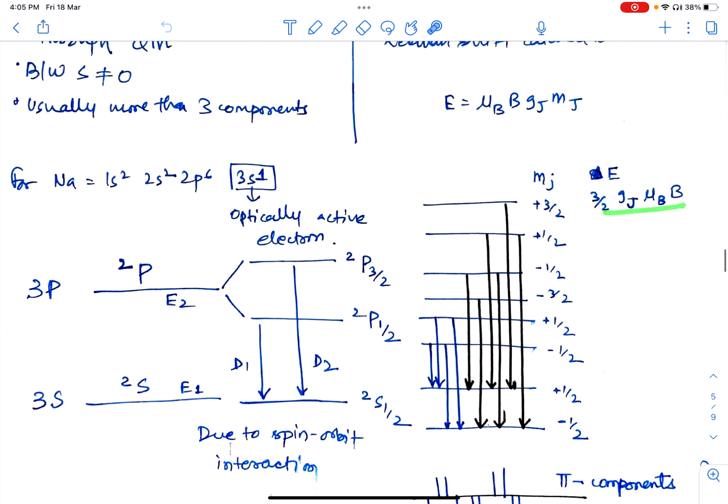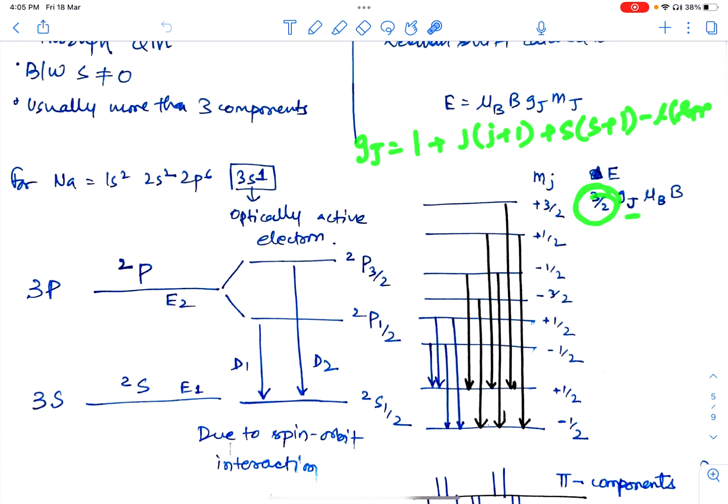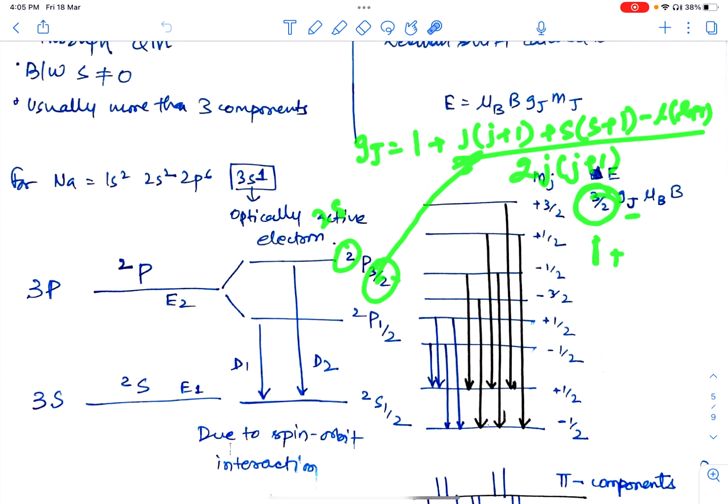What was that? E is equal to mu B gj mj. So mu B, let it be mu B, and you have to calculate gj, and mj is 3 by 2. We can calculate gj: gj is equal to 1 plus j(j plus 1) plus s(s plus 1) minus l(l plus 1) by 2j(j plus 1). So in this case, we have 1 plus, you can put the value of j as 3 by 2, s is equal to half, because 2s plus 1 is equal to 2, so s is equal to half, and l is equal to 1. Put all these values, and you will get this value, right?